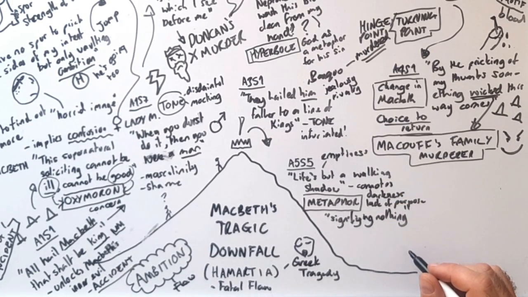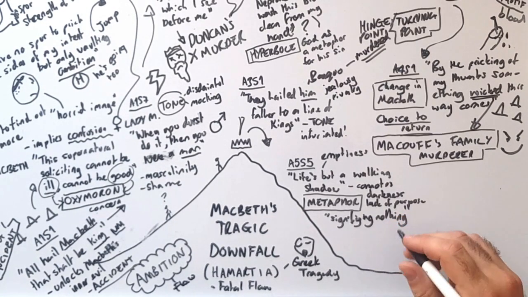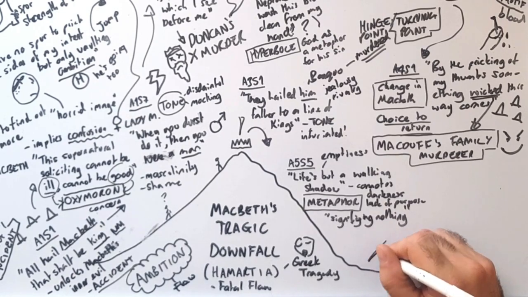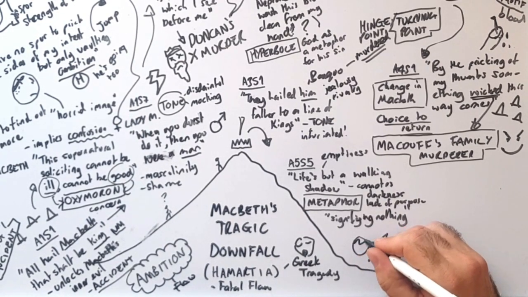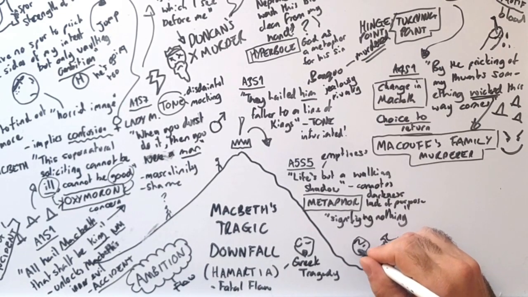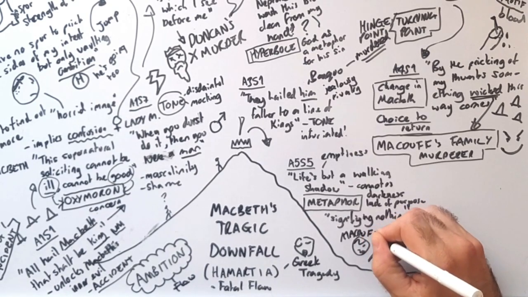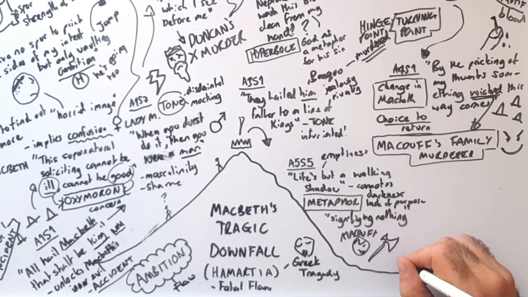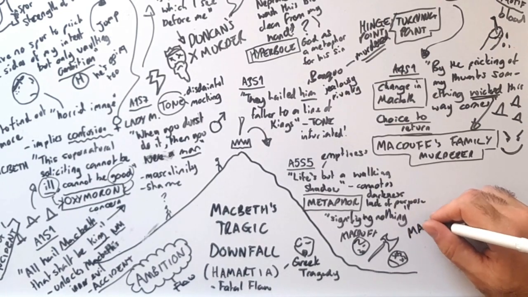So following that, of course, Macbeth is killed. You could just sketch Macduff. We often picture him with an axe. So let's draw Macduff. There we go. Macduff kills Macbeth. So Macbeth is killed.